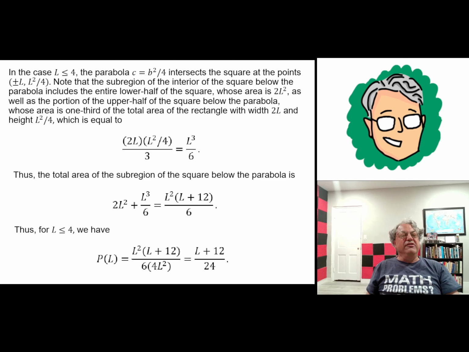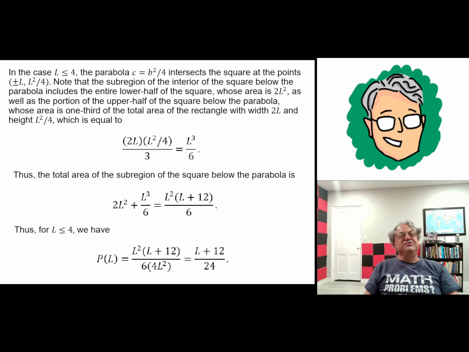So the area below the parabola, the proportion area in the upper half of the square that's below the parabola, that's L cubed over 6. But then we have to add 2L squared to that, because that's the area of the lower half of the square, which contains all the solutions we want. So the total area we have here is 2L squared plus L. Actually, it's L cubed over 6. So I made a mistake. Because the height is L squared over 4, we're going to get L cubed over 6.